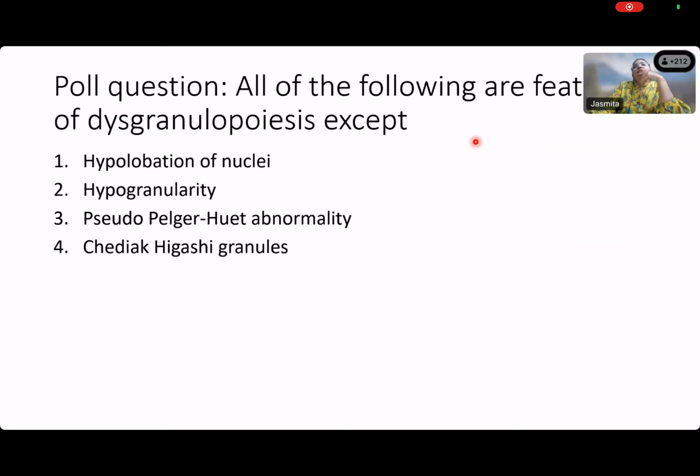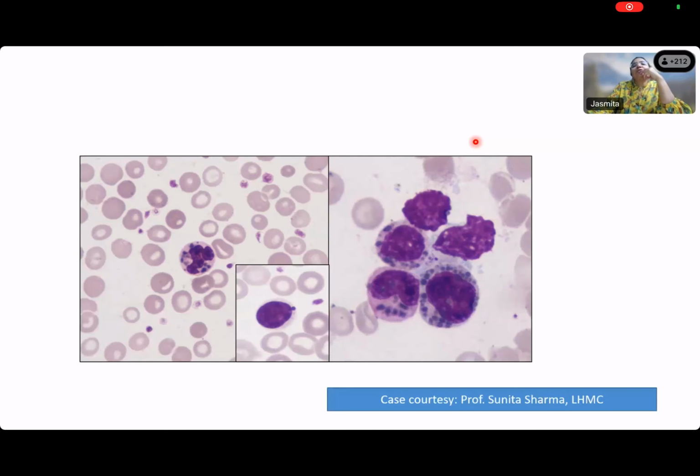So all of the following are features of dysgranulopoiesis except: nuclear hypolobation, hypogranularity, pseudo-Pelger-Huët anomaly, or Chediak-Higashi granules. So the answer is except, the answer is 4. So these are Chediak-Higashi granules.